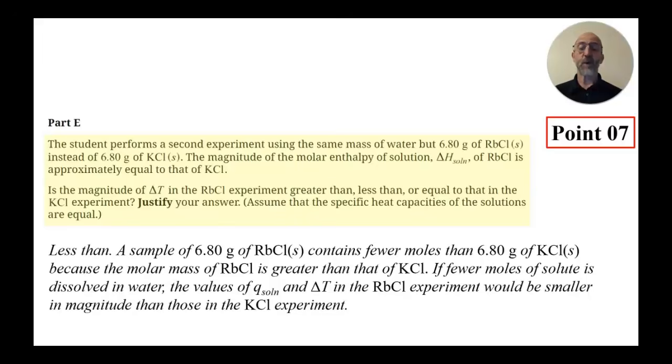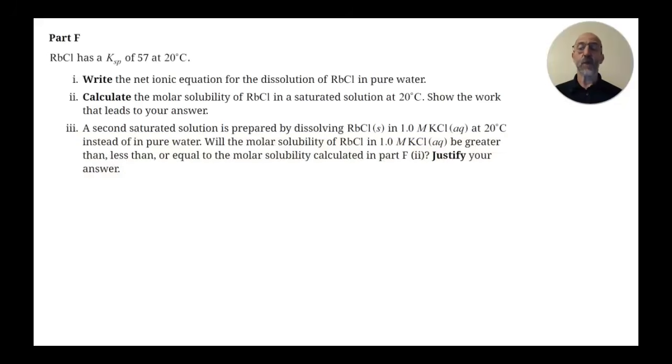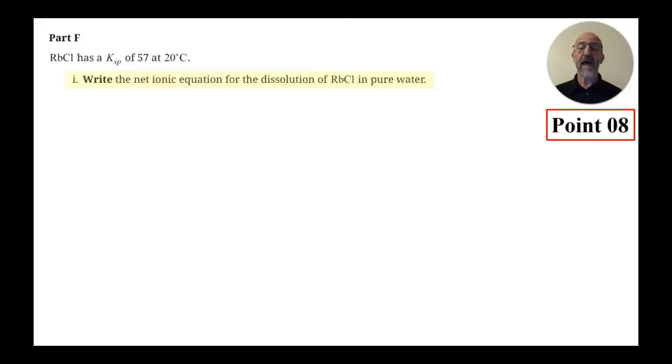Let's move on to point 8 of this question. We have to write the net ionic equation for the dissolution of rubidium chloride in pure water. And that would be solid rubidium chloride on the left, and the aqueous ions, rubidium +1 and chlorine -1, on the right side of the equation. Now, the phases of matter are not required, but if you do use phases of matter, they should be correct, with solid rubidium chloride on the left and the aqueous ions on the right.